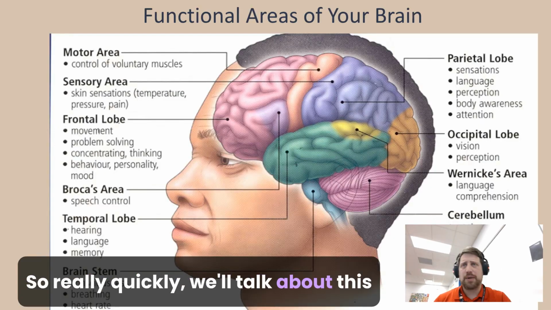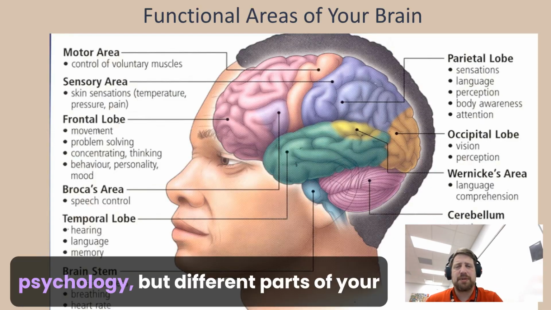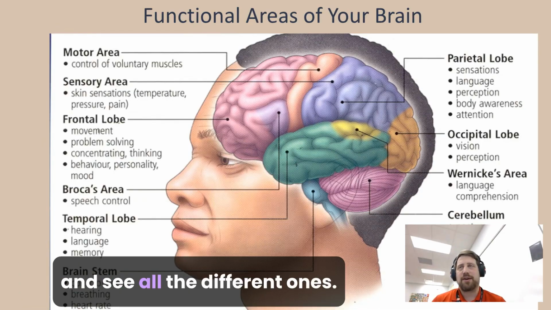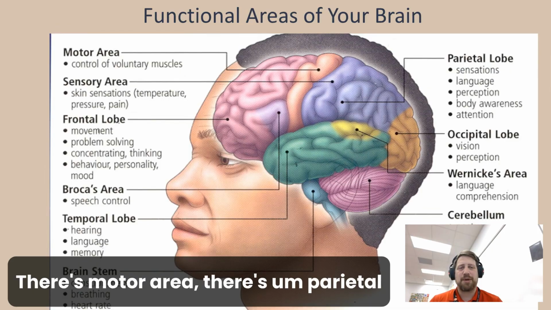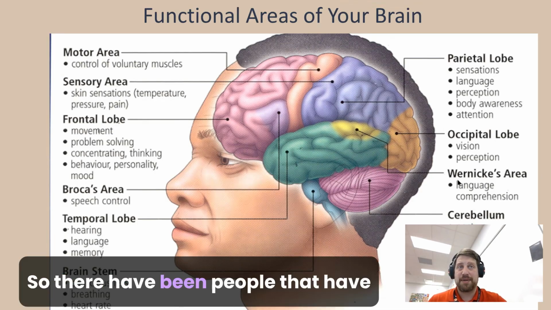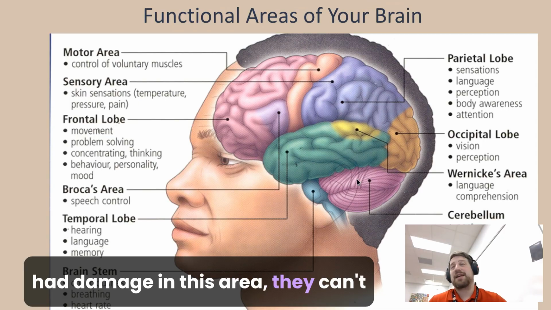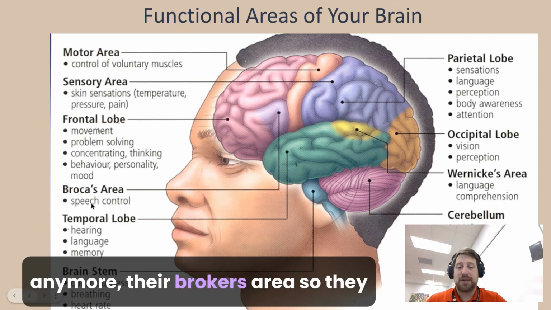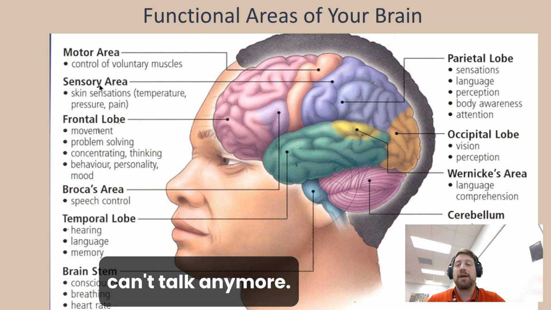So, really quickly, and we'll talk about this more later when we get into forensic psychology, different parts of your brain have different purposes. You can look at this image right here and see all the different ones. There's a motor area, parietal lobe, your occipital lobe, your Wernicke's area. There have been people that have had damage in this area, and they can't really understand language anymore, or their Broca's area, so they can't talk anymore.